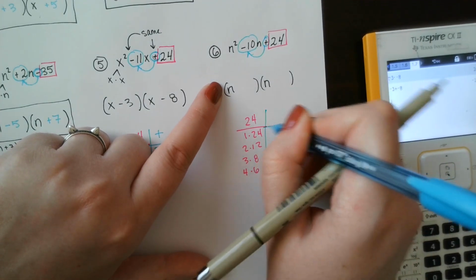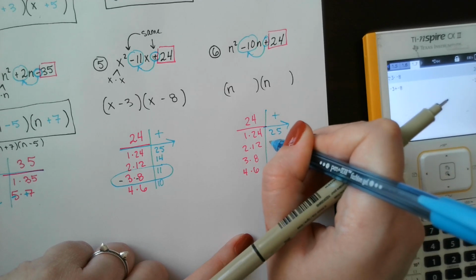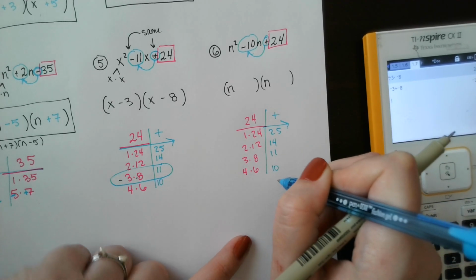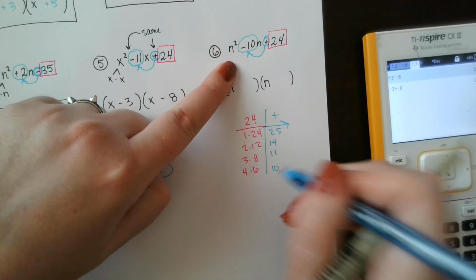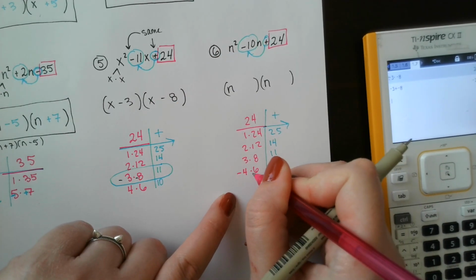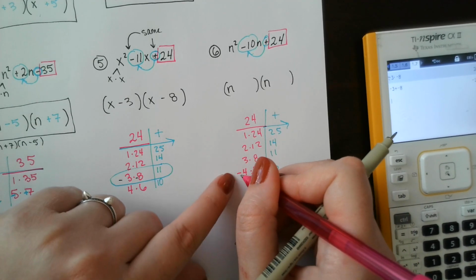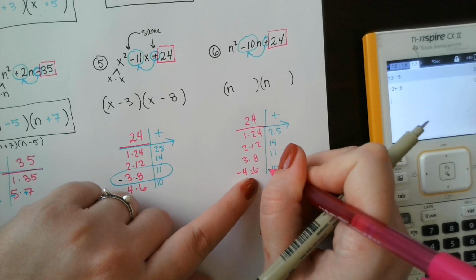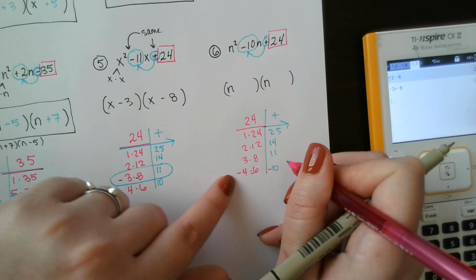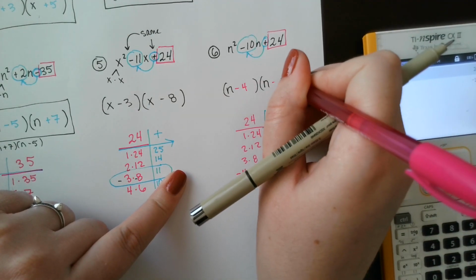So when we add, we go from left to right. This adds to 25, this adds to 14, this adds to 11, this adds to 10, but I need a negative 10. Well, the nice thing about negatives is when you multiply two negative numbers together, their product is still positive. And when I add two negative numbers together, their sum will also be negative. So this is just telling you that both of your numbers that you input here will have to be negative.